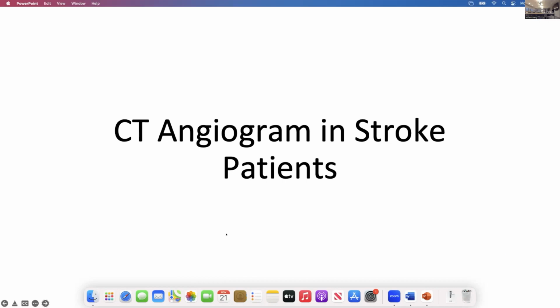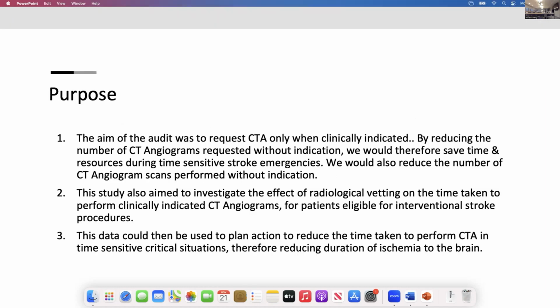Now, the more time it takes for these scans to be performed, the more time it will take us to make the decision. And so every second that passes, the brain is undergoing ischemia and the neurons are dying. So the sooner that happens, the better. So the aim of this audit was to figure out whether implementing certain strategies will improve the times of performing the CT angiogram. That is the time taken from the doctor's request made on the system to it actually happening in the scanner. This is what the purpose is.